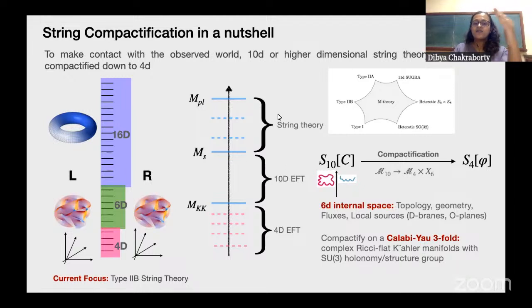And we know that the highest physical scale is the Planck scale. So between the Planck scale and this string scale, there lies the high energy string theory, all this type 2B, type 2A, and so on.